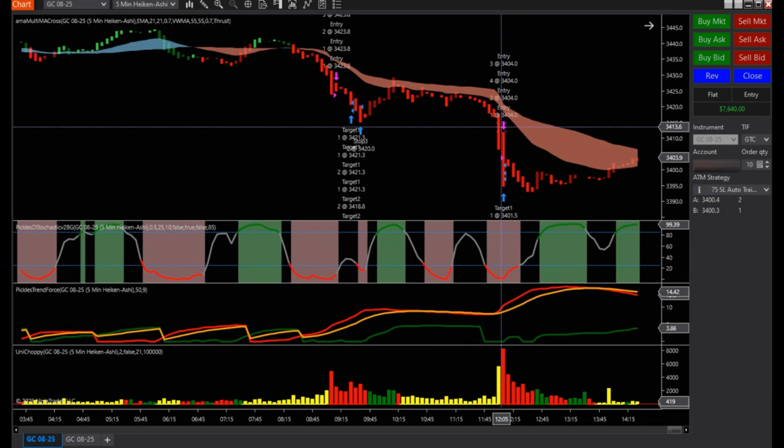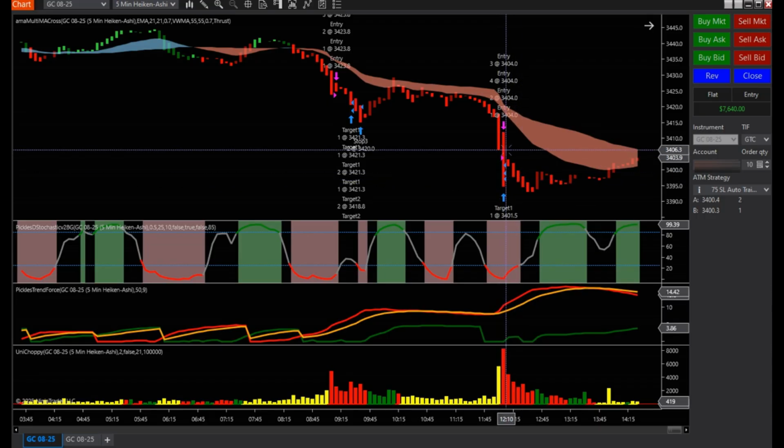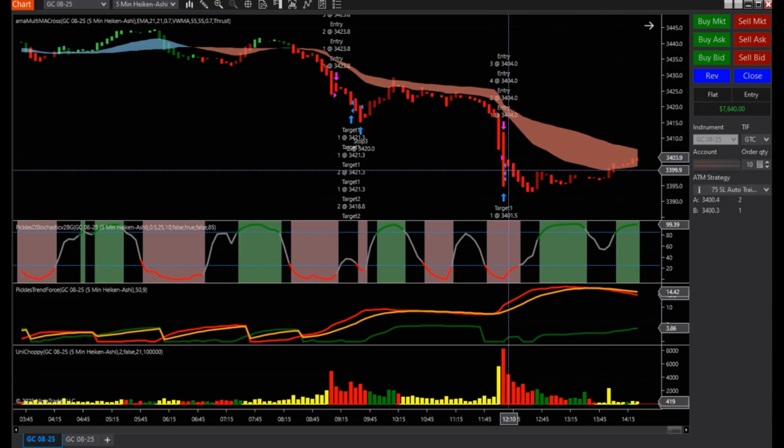So this is my second trade for the day. I came in, and also I got stopped out. And so the total profit you can see here is $7,640 for the day. After that, it started going down, but I just got stopped out. This is all based on my ATM.